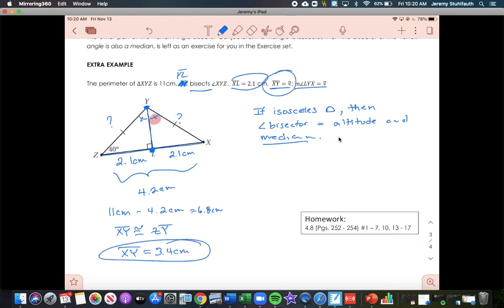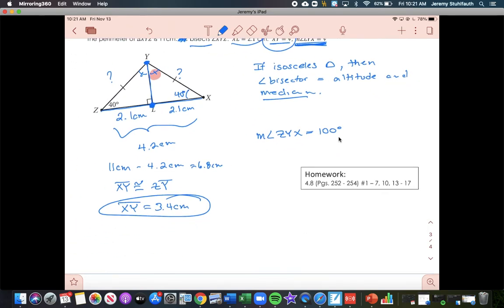Now, the other thing we want to figure out is the measurement of that angle that we highlighted in red. Because triangle XYZ is an isosceles triangle, we know that the two base angles are congruent, so that's 40 degrees over here. Well, if the two base angles add up to 80 degrees, that means the measure of angle ZYX is equal to 100 degrees because of the triangle sum conjecture.